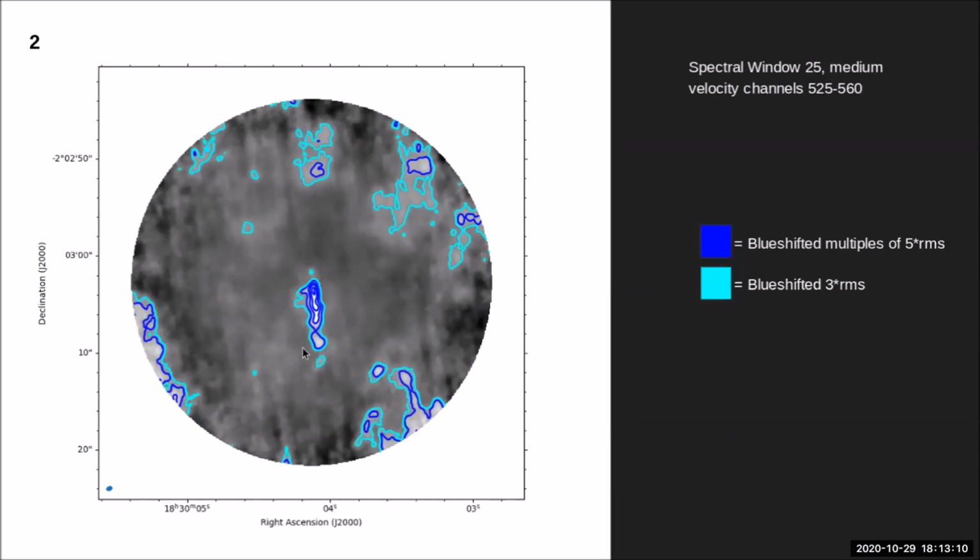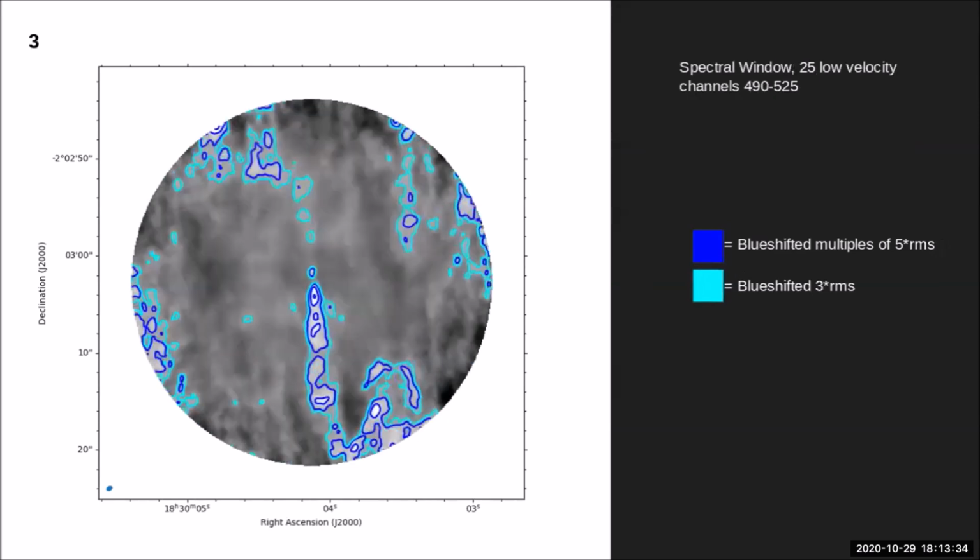These contour lines, the blue are multiples of 5 times the root mean square of the background noise. And the cyan is 3 times that. And 3 times the RMS is generally accepted as the lowest statistically valid contour line to draw. And now we have much more extended. Now we're seeing some northern outflow as well.